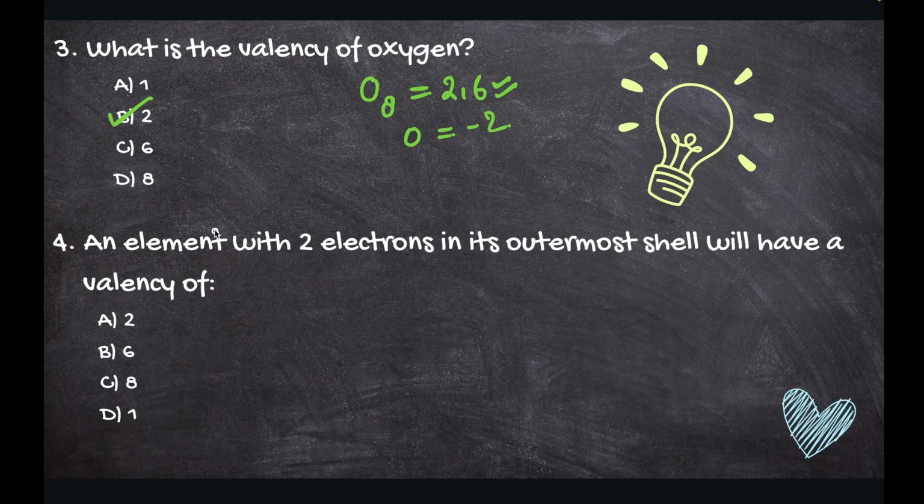Next question is, an element with 2 electrons in its outermost shell will have a valency of. Suppose an element X has 2 electrons in its outermost shell.